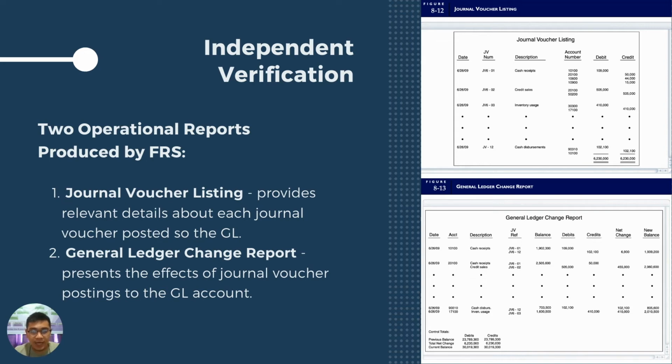So I will show you figures 8-12 and 8-13. If you have your PDF with you, you can see how the journal voucher listing is used and how the general ledger change report is used. So just take a minute to scan it because it is in our PDF.